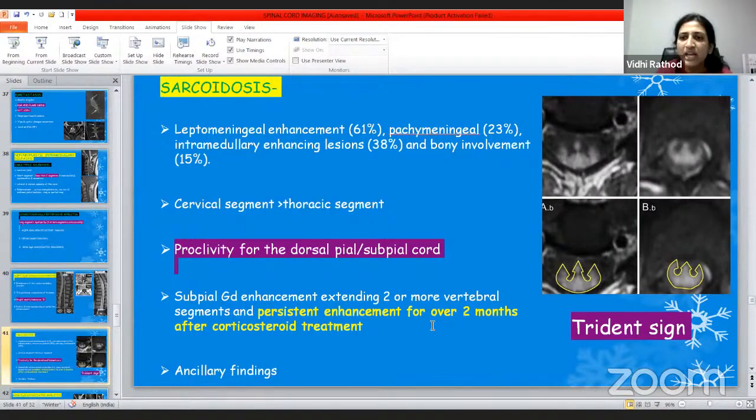Characteristically, sarcoidosis has a proclivity for involving the dorsal or the pial surface of the cord, and if there is enhancement of the central portion of the cord as well, it gives the appearance of a trident. So this characteristic enhancement is known as trident sign. So trident sign is basically dorsal pial surface and central cord. So if all of them enhance, it gives the appearance of a trident. This subpial enhancement can even persist for over 2 months after corticosteroids are given.